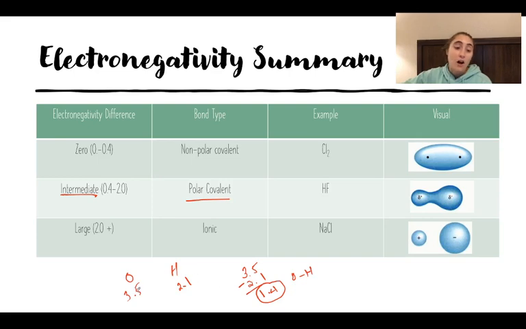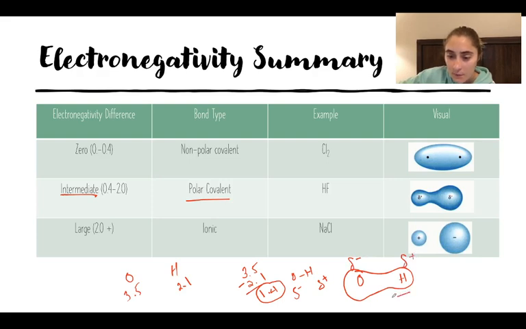And because oxygen has the higher electronegativity, this is going to be the partially negative side, and this is going to be the partially positive side. So it will look something like this. Oxygen, hydrogen, with this being partially negative, partially positive, and my dipole moment going this direction, okay?